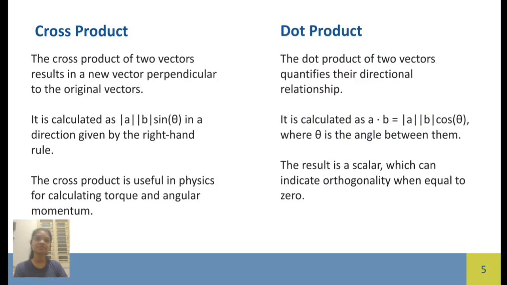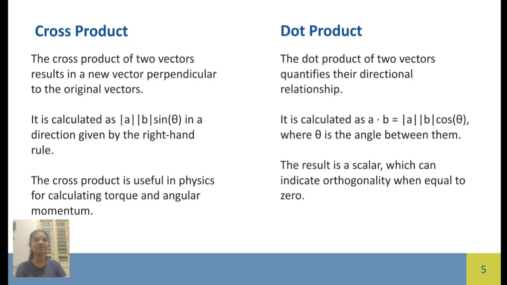Cross product. The cross product of two vectors results in a new vector perpendicular to the original vectors. It is calculated as |a||b| sin θ in a direction given by the right hand rule. The cross product is useful in physics for calculating torque and angular momentum.